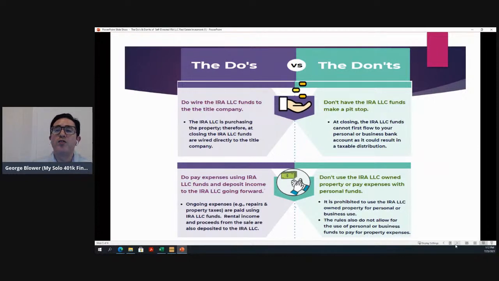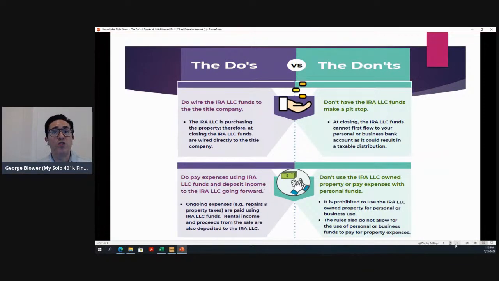So do pay expenses using IRA LLC funds and deposit the income to the IRA LLC going forward. All the money related to this real estate investment that's owned by the LLC, that's owned by your IRA, needs to flow in and out of the bank account that was opened in the name of that LLC. Ongoing expenses, repairs, and property taxes are paid from that LLC bank account using those IRA LLC funds.